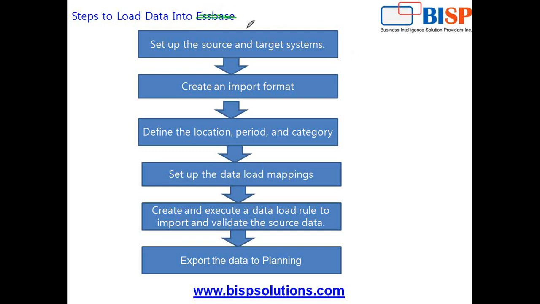The steps remain the same. You set up the source and target system, then you create input profile, then define location, period, and category. Then you do the next important task, data load mapping. Then you create and execute data load mapping rule, and finally import and validate data. After importing and validating data, the data gets exported into planning and we'll test the data by logging into Smart View. Let's see this live to make it easy to understand.